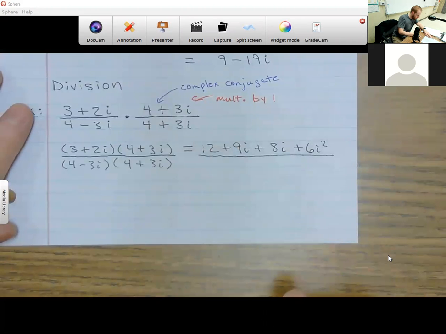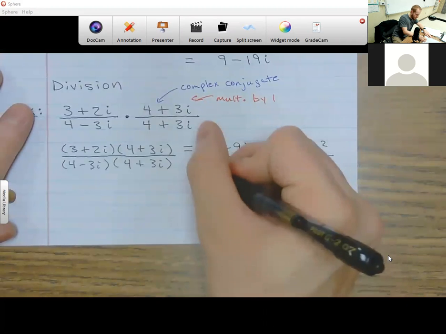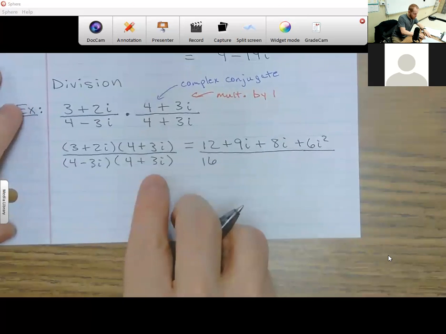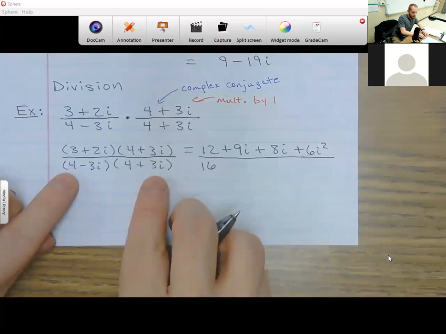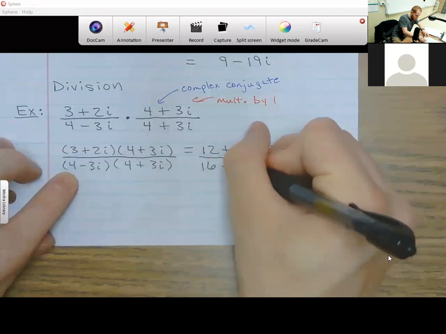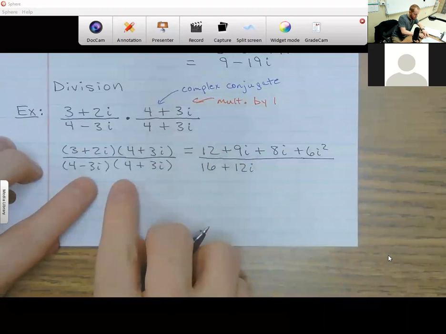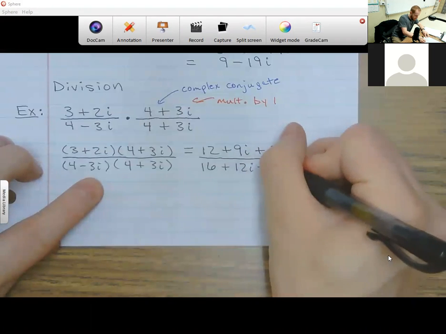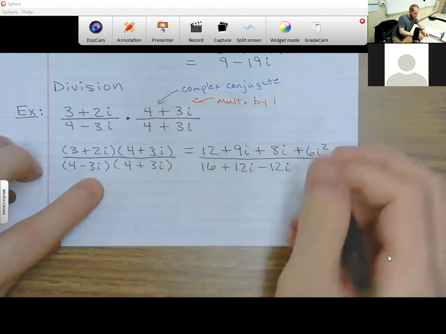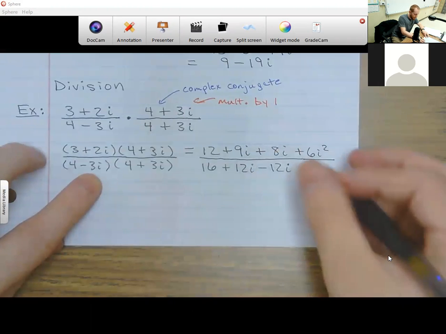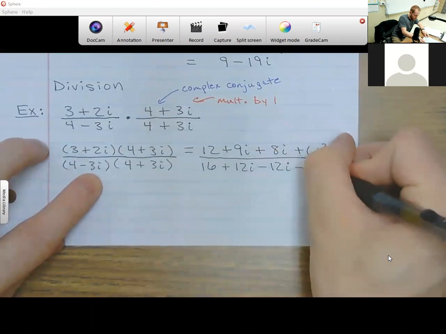I've got 4 times 4. That's going to give me 16. The outer two parts are going to give me 4 times 3i, so that's going to be 12i. The inner two parts are going to give me negative 12i. And then the last two parts together, negative 3 times a positive 3, that's going to be negative 9i squared.